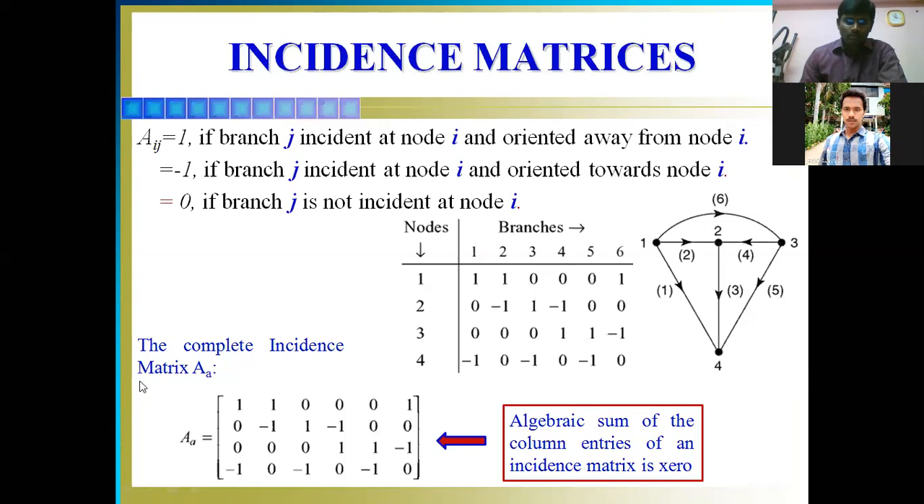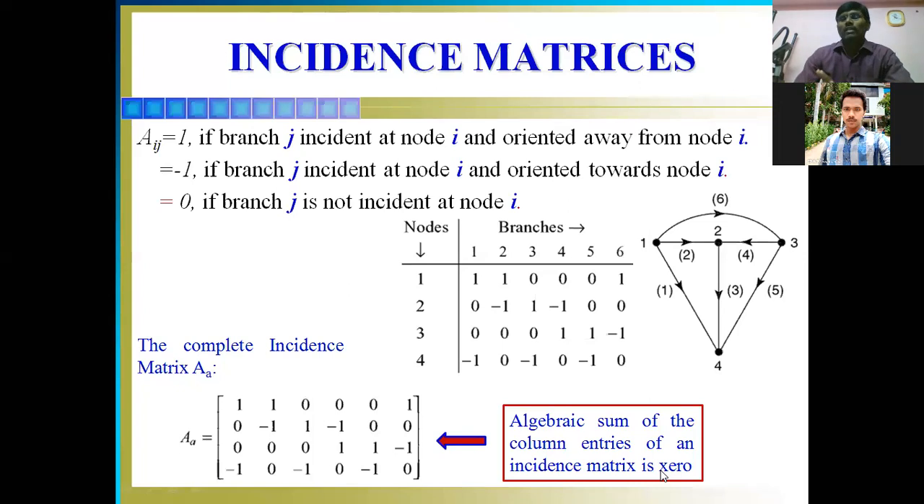Now, if you write out the complete matrix, it is like this. The complete incidence matrix A is this matrix. Once you obtain this matrix, you can check the property of this branch incidence matrix. See, the algebraic sum of the column entries of an incidence matrix is 0.